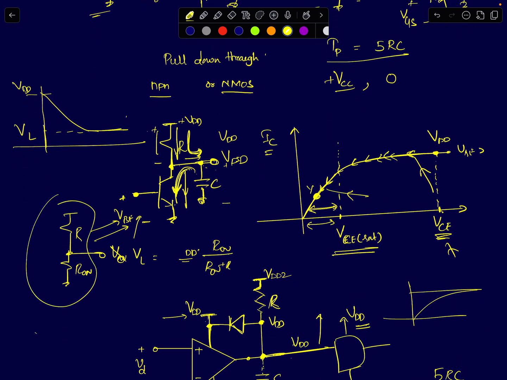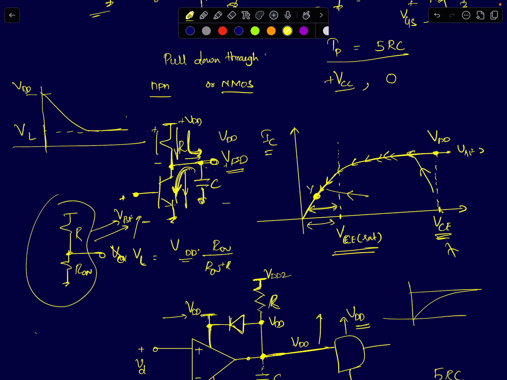And the voltage at the output node, the low voltage level, is given by VDD times R_on by R_on plus R. So in an open collector or open drain output based comparators, the logic low level will not be equal to 0 volts. Okay, or it will not be equal to the lowest supply voltage. It will be slightly higher than that. Your logic high level will be equal to VDD.